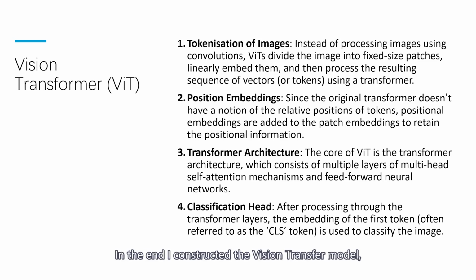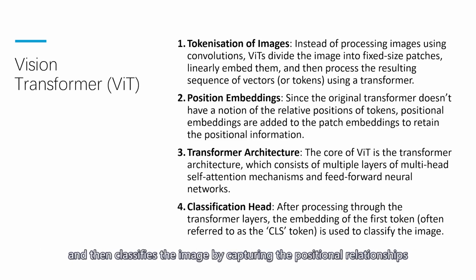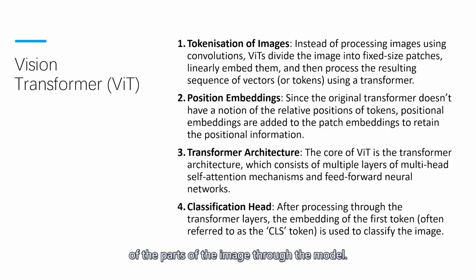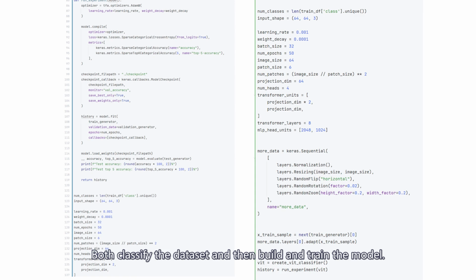In the end, I construct the vision transformer model, which is again different from CNN in that it divides the image into fixed size patches and classifies the image by computing the positional relationship of the parts of the image through the model. The previous steps are still really the same. Both split the dataset and then build and train the model.